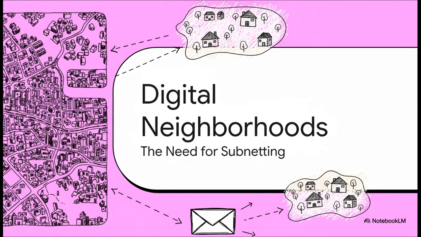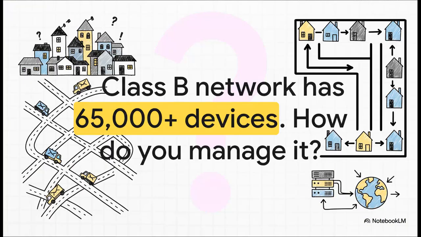But this system created a whole new headache. What happens when your zip code, your Class B network, is the size of a massive city? You can't just have one big open space. You need to organize it. You need to create digital neighborhoods. Seriously, can you imagine trying to deliver mail in a city with over 65,000 houses but no streets? It would be pure chaos. In the digital world, this means every piece of data screams at every single device. It's incredibly slow, it's inefficient, and it's a huge security nightmare.